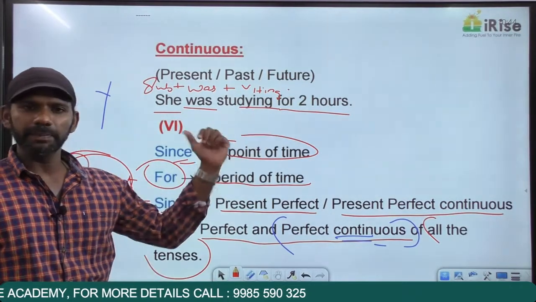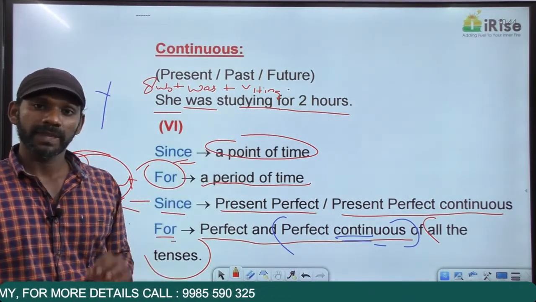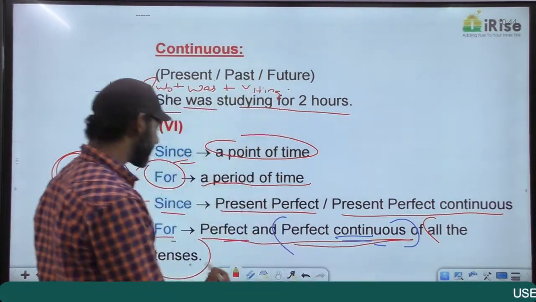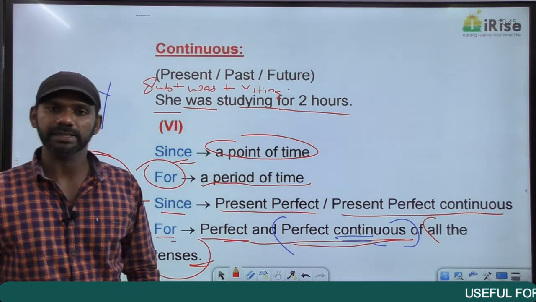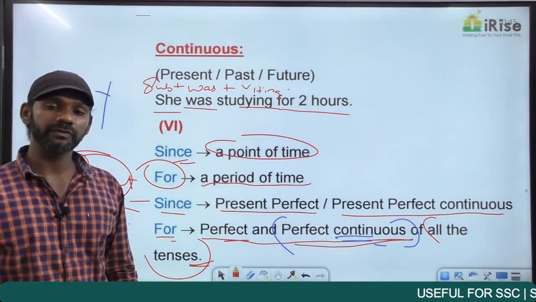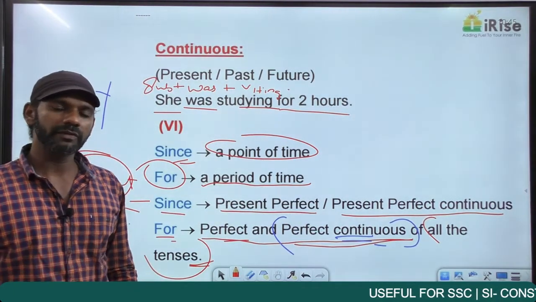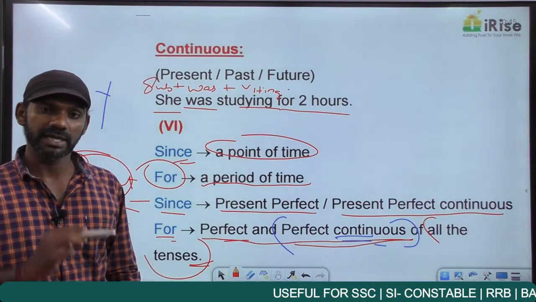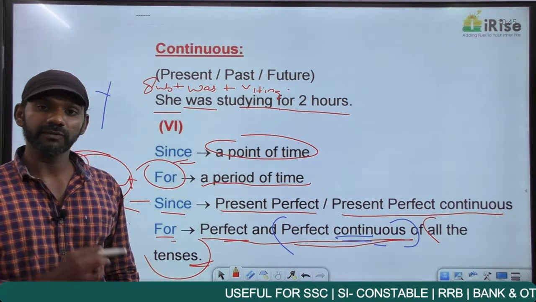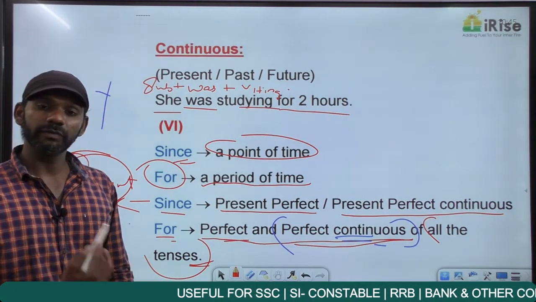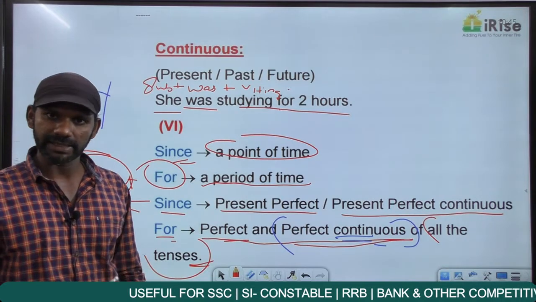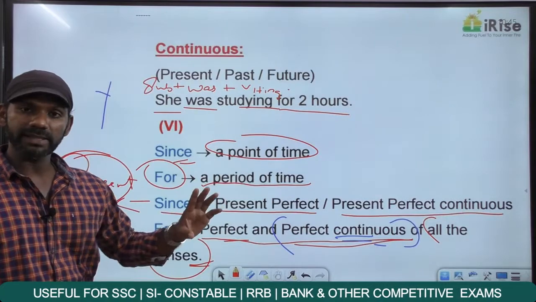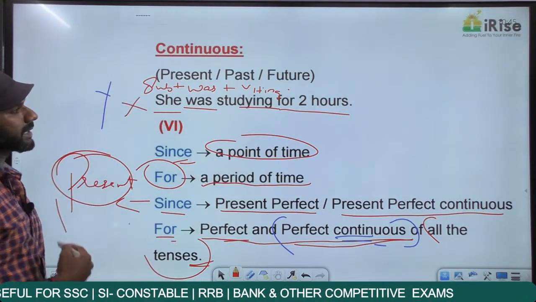Can for appear in past continuous? No. For appears in the perfect and perfect continuous categories of all the 3 tenses. Continuous is completely different from perfect continuous. The 4 different categories are simple, continuous, perfect and perfect continuous. For cannot appear in the continuous tense. For appears in the perfect and the perfect continuous categories of all the 3 tenses. She was studying is past continuous. For cannot come in past continuous. So this statement is grammatically wrong.